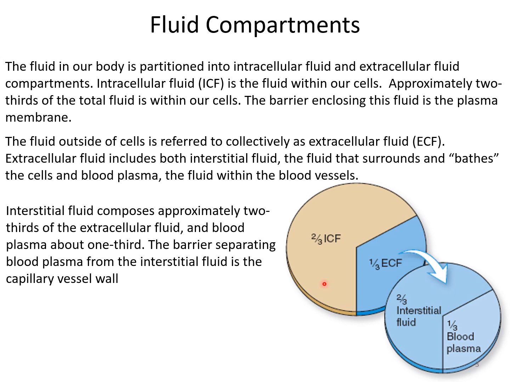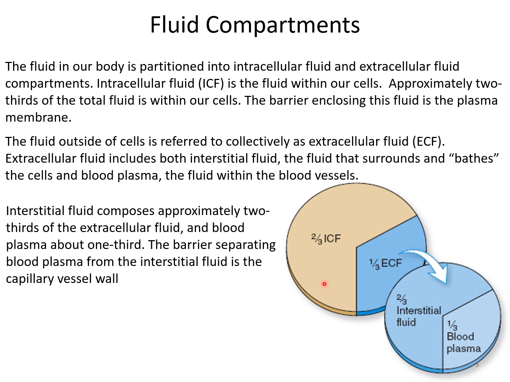And then you've got blood plasma. Plasma is the fluid acellular part, the part that's not made up of cells, so the fluid portion of the blood. Interstitial fluid you're going to find surrounding the cells, while plasma you're going to find within the blood vessels. The interstitial fluid makes up about 2/3 of the extracellular fluid, and the blood plasma makes up the other third. The barrier separating the plasma from the interstitial fluid is the wall of the capillary vessel.